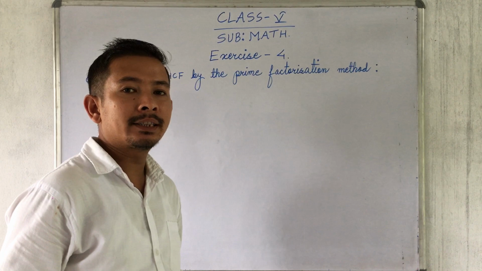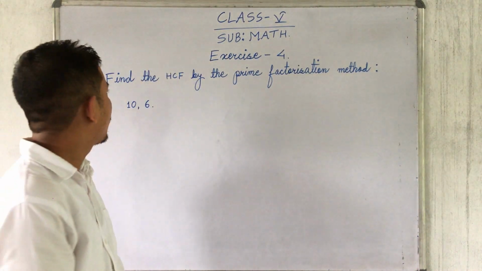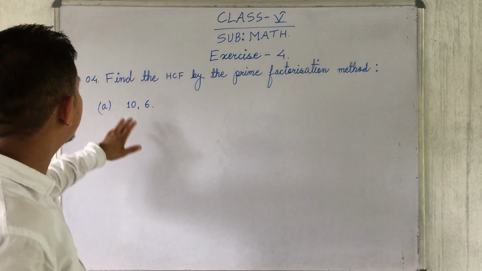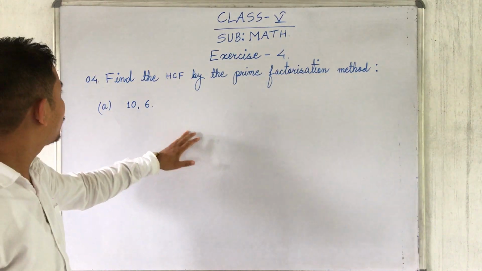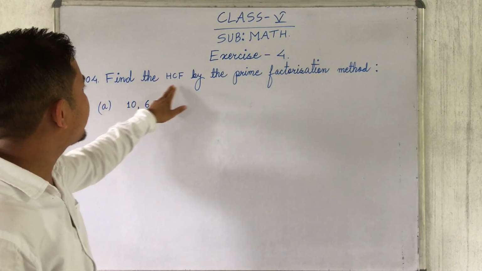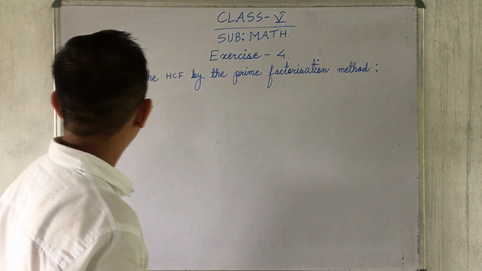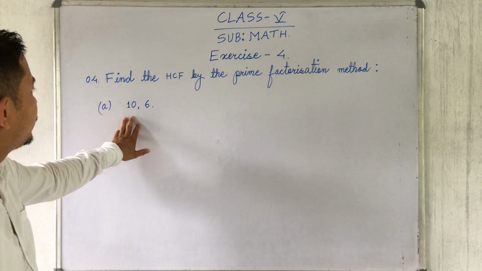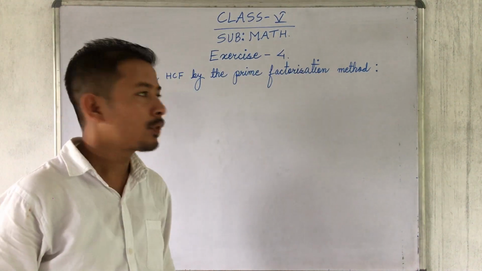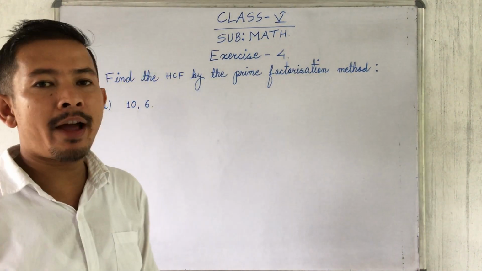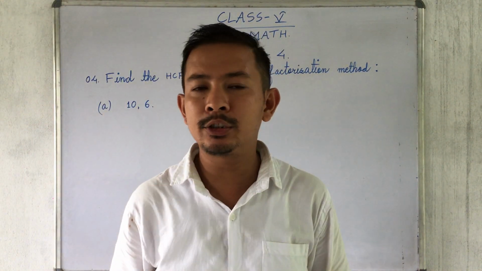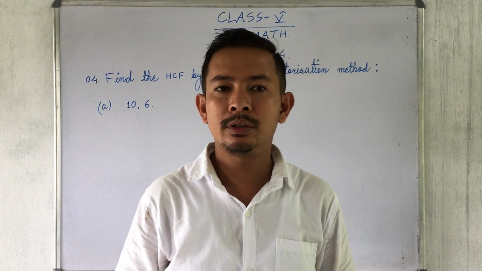Today we are going to do exercise 4. And in this exercise we are going to do question number 4. Find the HCF by prime factorization method. Given two numbers, which are 10 and 6. So we have to find out the factors of 10 and 6 using the prime factorization method.